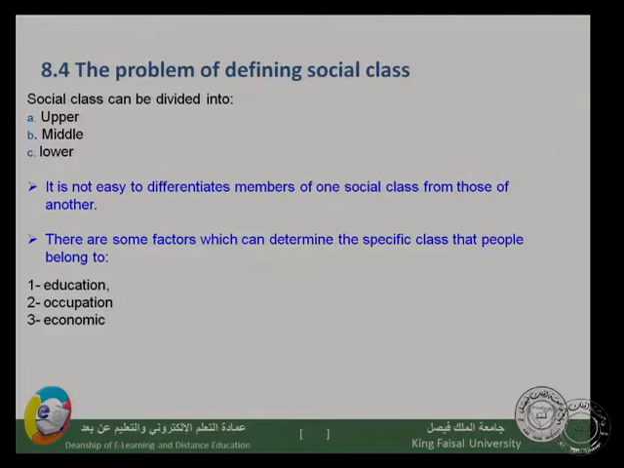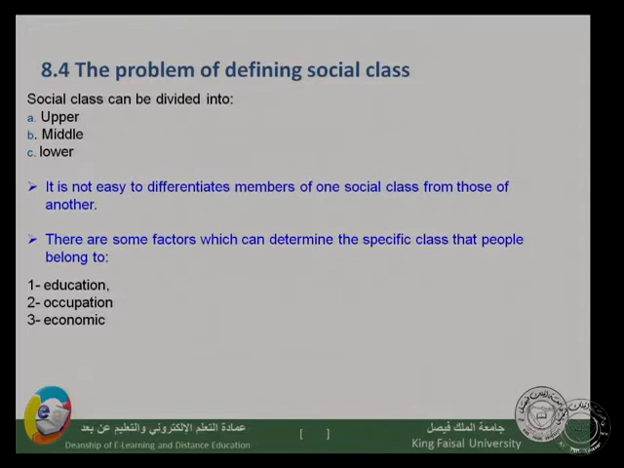Again, one of the characteristics of social class is that it is not easy to differentiate members of one social class from those of another. There are some factors which can sometimes determine the specific class that people belong to. I can know that you belong to high social class or to upper social class depending on education, depending on occupation, and depending on some economic factor.